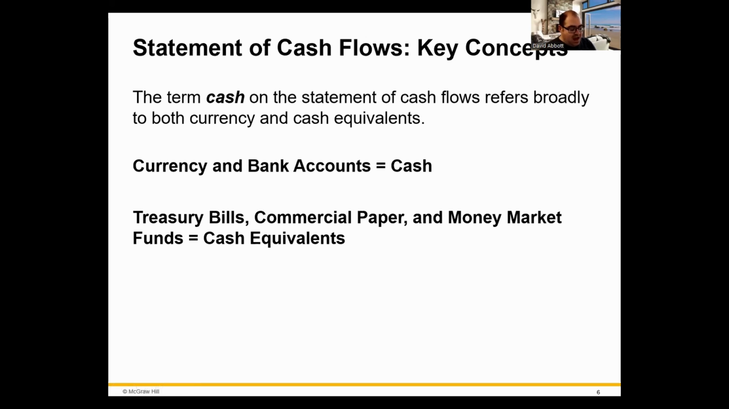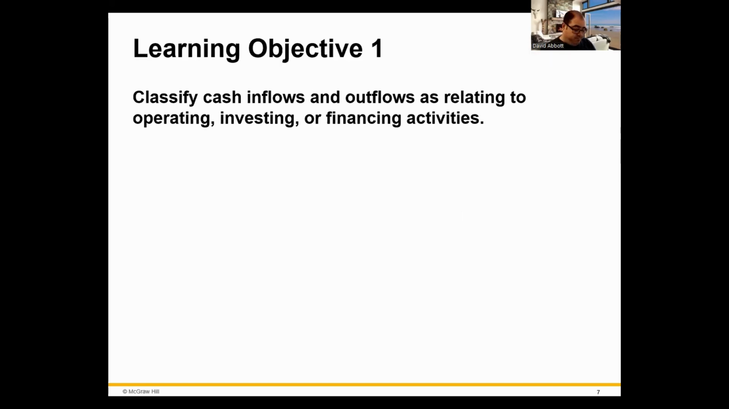The term cash on the statement of cash flows refers broadly to both currency and cash equivalents. And so again, our cash that we have on hand, physical cash, as well as the money that we have in bank accounts, that would be considered cash. Cash equivalents would include our treasury bills, commercial paper, and money market funds. Those would be examples of different cash equivalents.